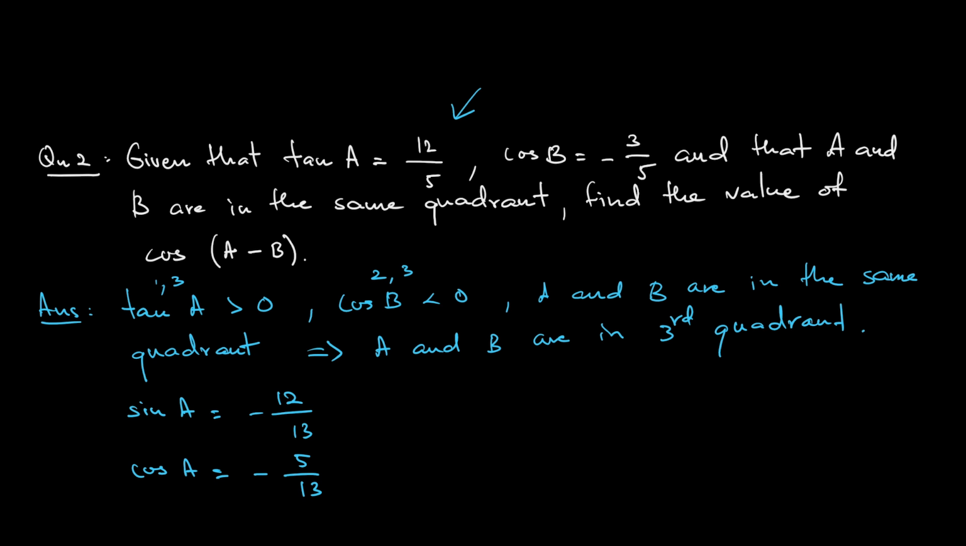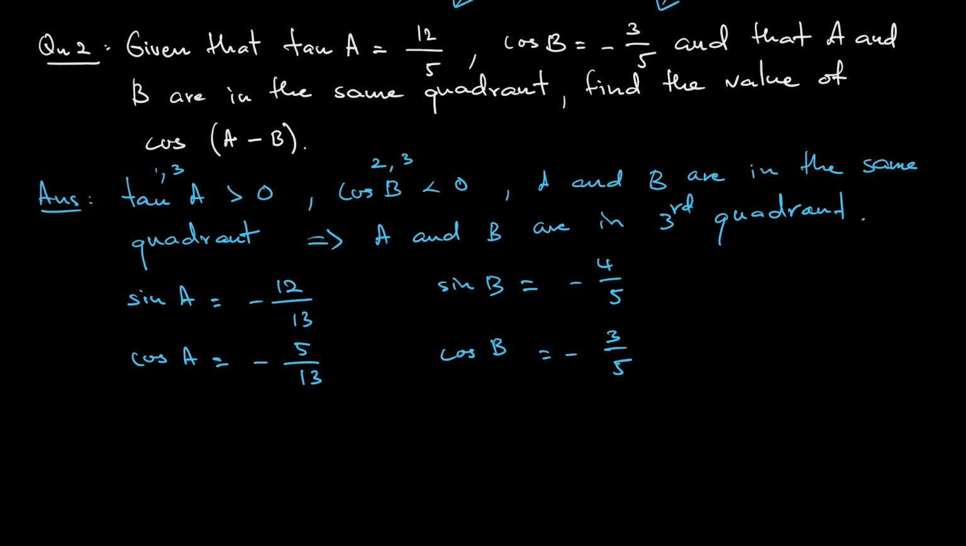For angle B, it's in the third quadrant, so sine needs to be negative, cosine also needs to be negative. Alright. Given that the value of cosine B is negative 3 over 5, it's not hard to see that sine B will be 4 over 5. But remember, because it is in the third quadrant, this is a negative value, and this is already given as negative 3 over 5. Why do I need sine and cosine of both angle A and B?